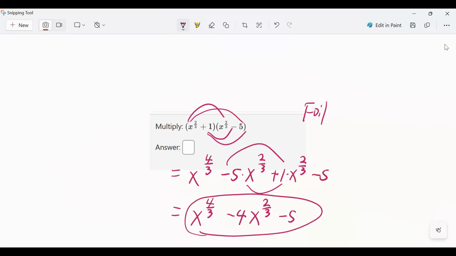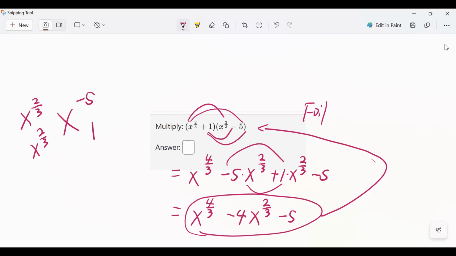And some questions may ask you to factor, right? Going backwards. You get this result and then going backwards, factor this, let's say trinomial. And that's how you do it, right? You break down this x^(4/3) into x^(2/3) times x^(2/3). And break down the -5, right? Decompose it. You get -5 and 1. And you combine that, you get -4. So that's why you end up with this.